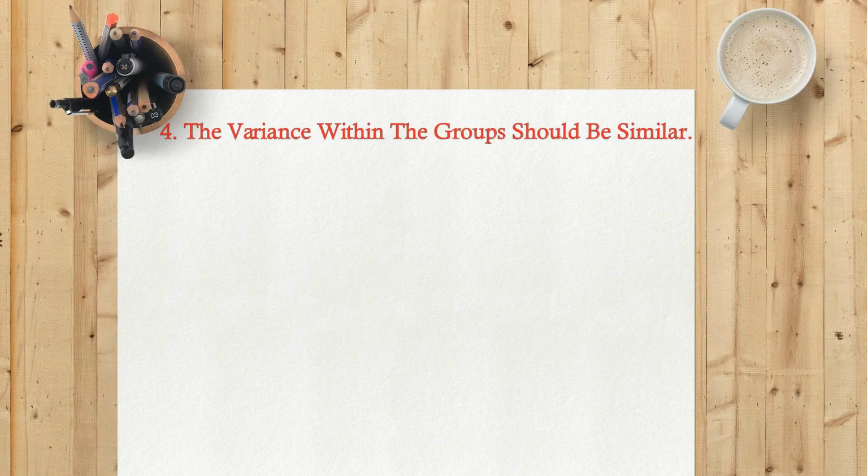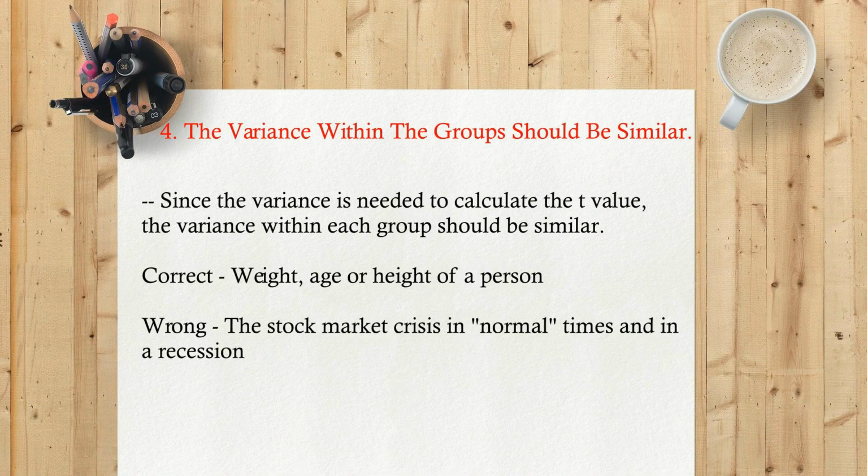4. The variance within the groups should be similar. Since the variance is needed to calculate the t-value, the variance within each group should be similar. Correct: weight, age or height of a person. Wrong: the stock market crisis in normal times and in a recession.